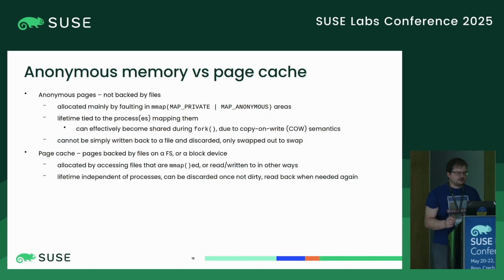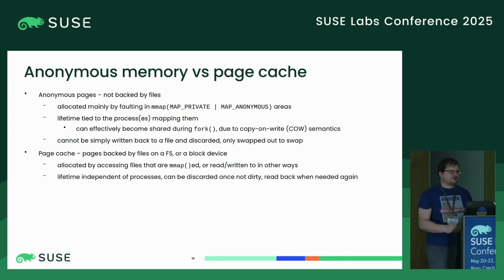Page cache is the user space data that is backed by files, and unless it's overwritten in user space, it can simply be discarded when needed and read back from the files when needed.